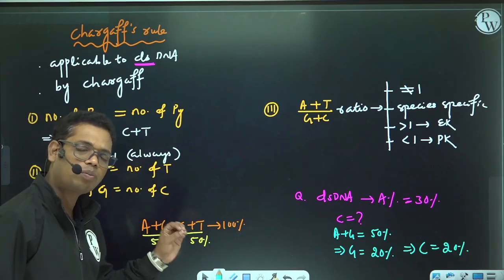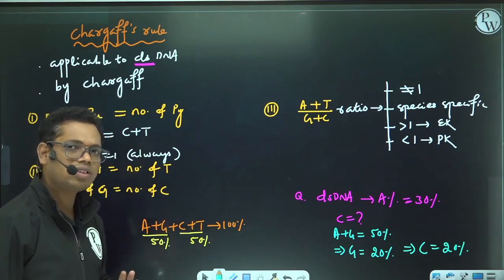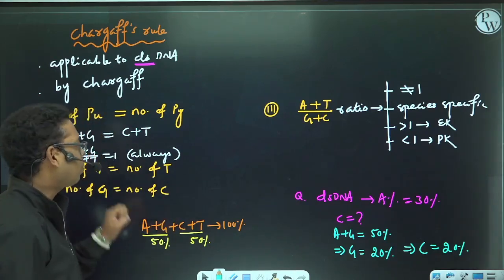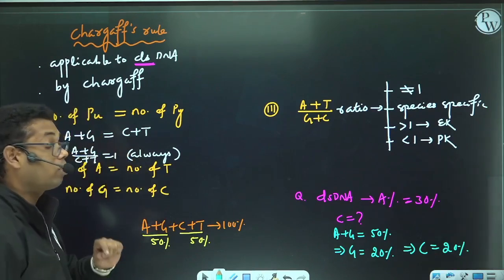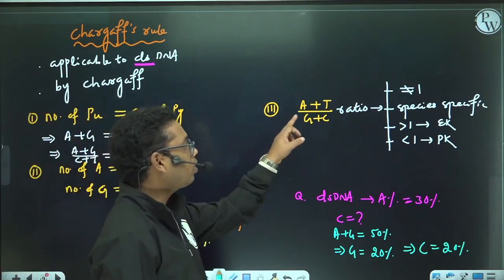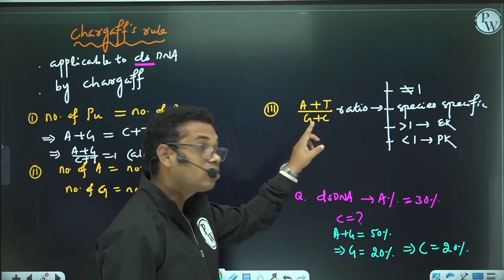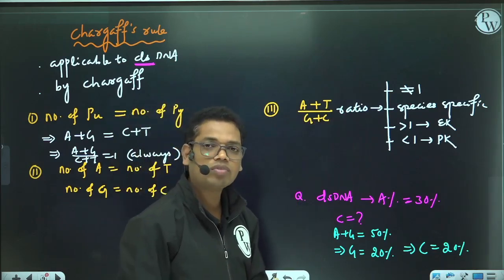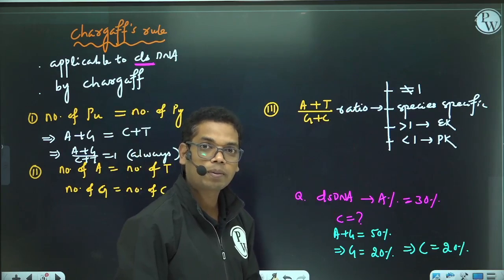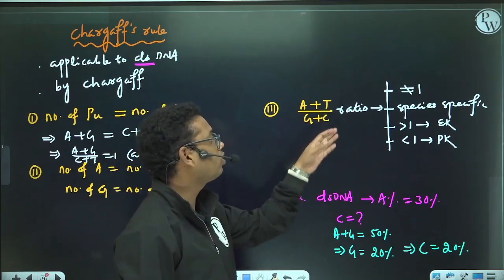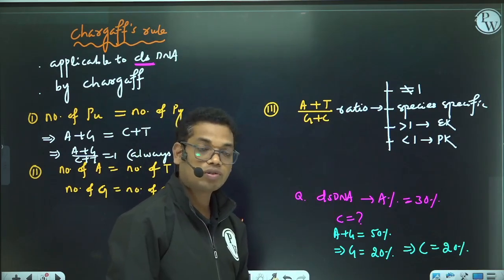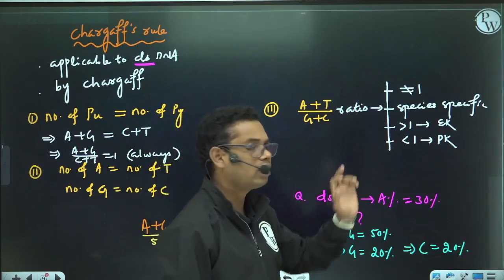Whether the DNA is from prokaryote or eukaryote, whatever the source is, it does not matter, this ratio is always going to be 1. But if I talk about A plus T upon G plus C, this ratio is not 1. So what will be the value of this ratio? It can be more than 1 or less than 1.